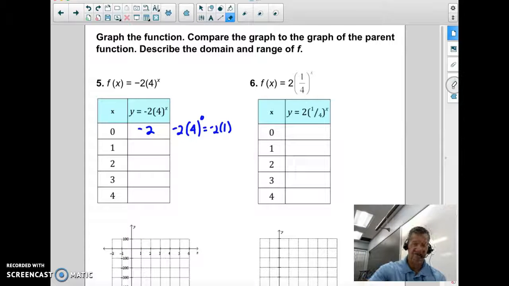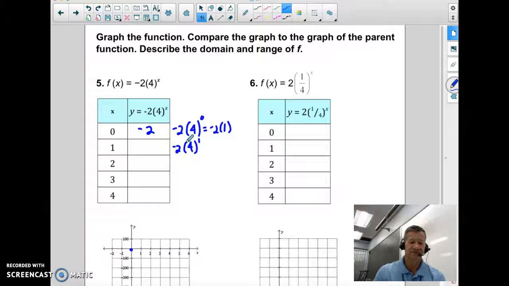And again, your graph looks different than mine. Don't freak out about that. In fact, yours is probably going to look better on this one. So negative 2 is just barely below 0. This time I'm going by hundreds. Yikes. So negative 2 times 4 to the first. 4 to the first is 4.